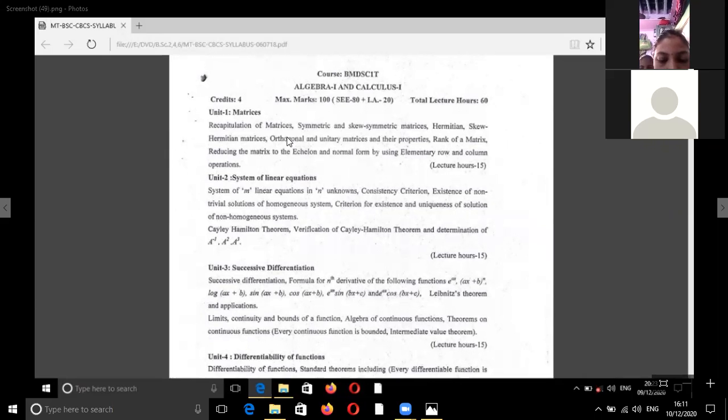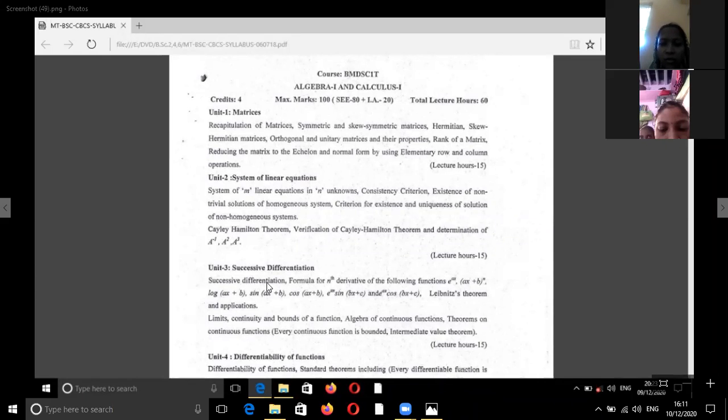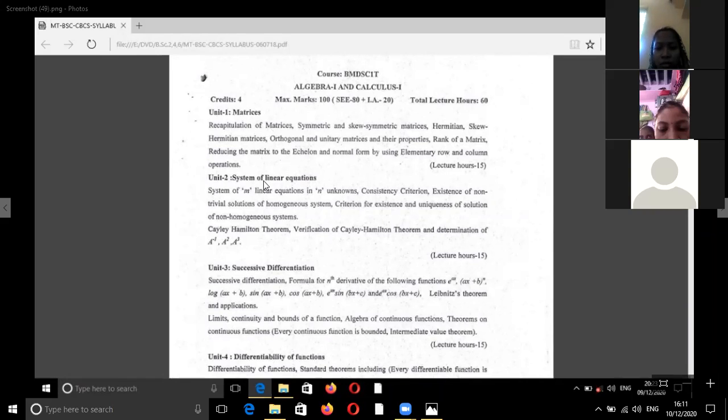Algebra 1 and Calculus 1 means the first two are the algebra, the second two are the calculus part. And here I am starting with the successive differentiation, that is unit number 3, I am taking here. Have you got the idea? Matrices and system of linear equations are for the algebra; successive differentiation and differentiability of the function are the calculus.